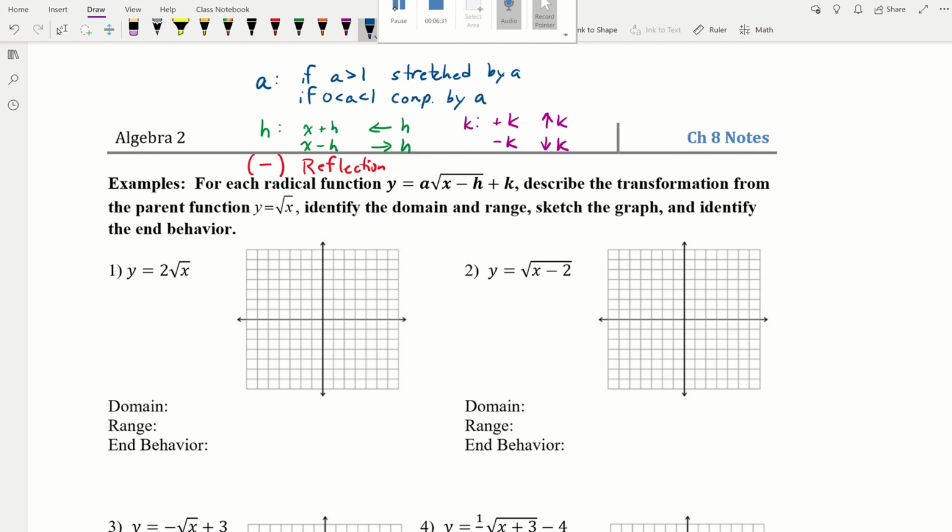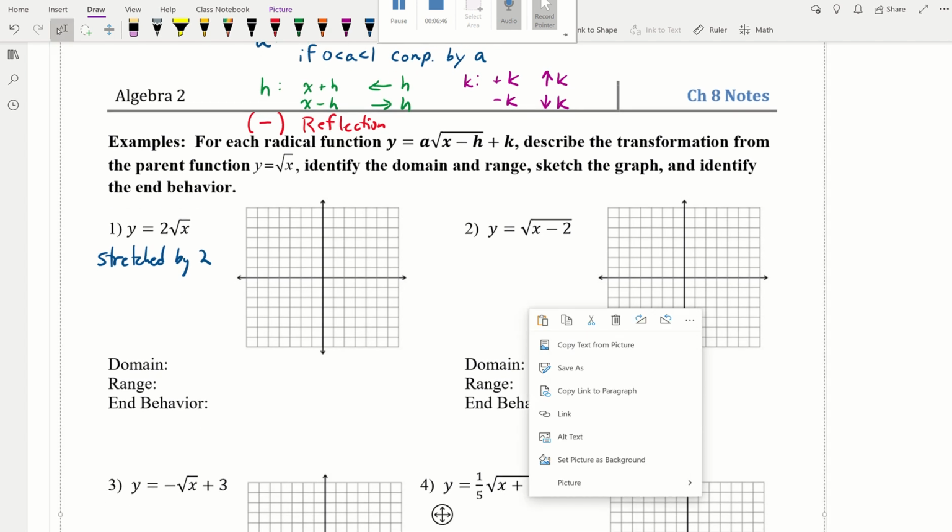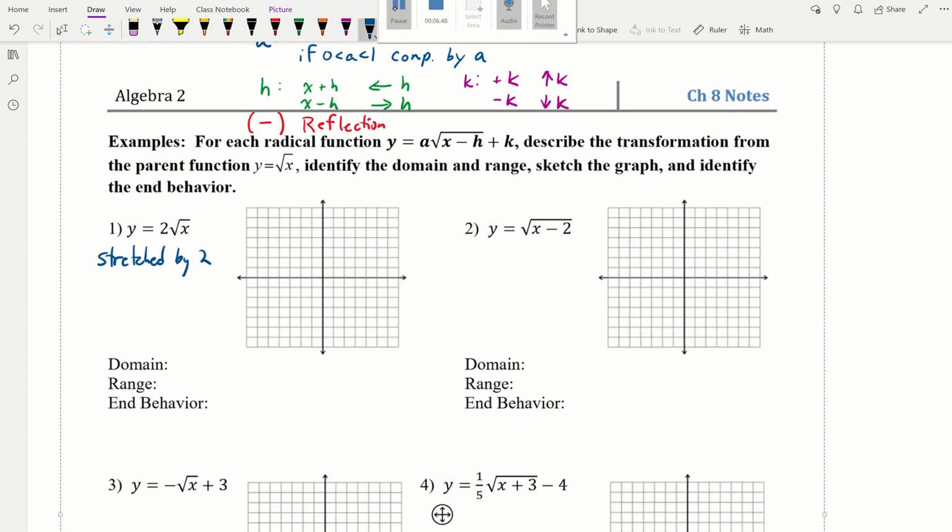So on number 1, the only transformation we have is this 2. So we could say that the function is going to be stretched by 2, which means there's no left, right, up, or down movement. So just like the parent function, we're going to start at 0, 0. Normally the function goes right 1, up 1. Well, the stretch always affects that vertical movement. So we're going to go right 1, up 1 times 2, which is 2.